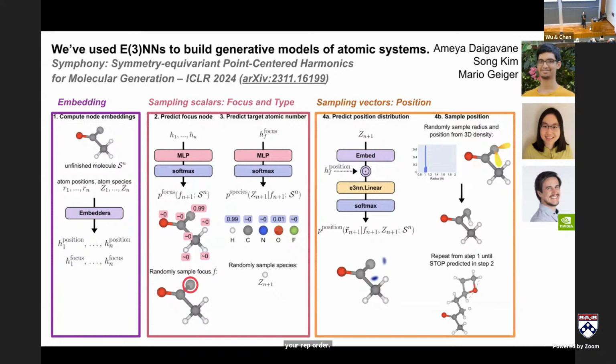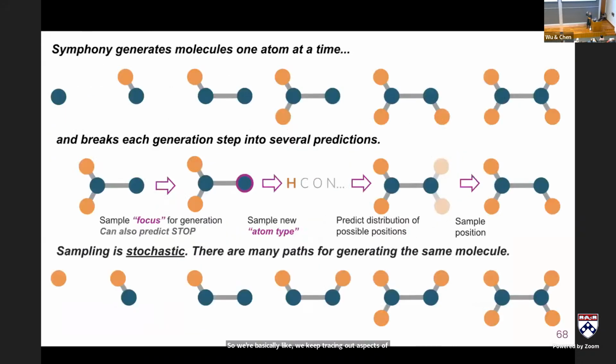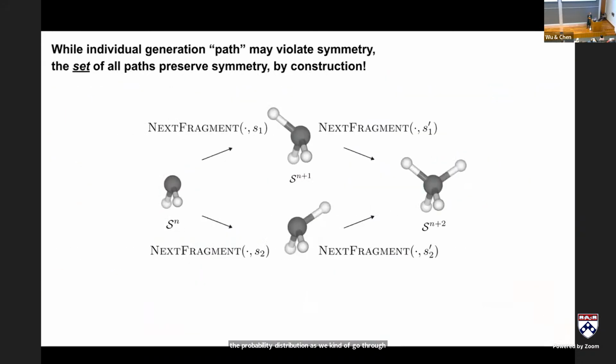Yeah, so we actually do sample the radial and the angular parts separately. You don't necessarily have to, but we typically choose the radial and then the angular. So we keep tracing out aspects of the probability distribution as we go through this process in the middle here. But you could do it in many different ways. So it's really just a convenience or implementation detail question.